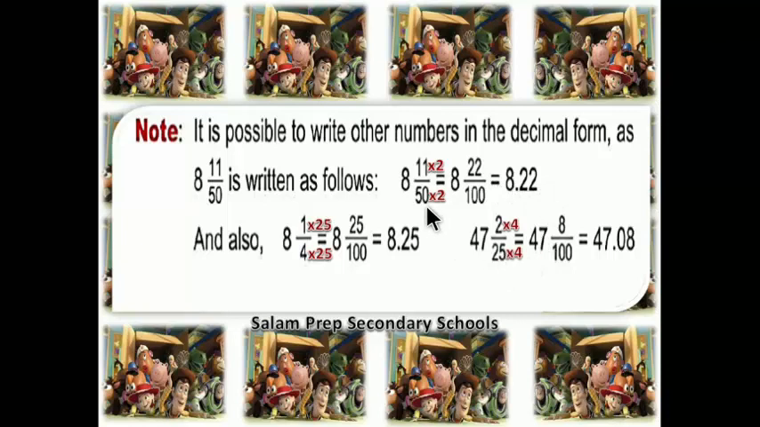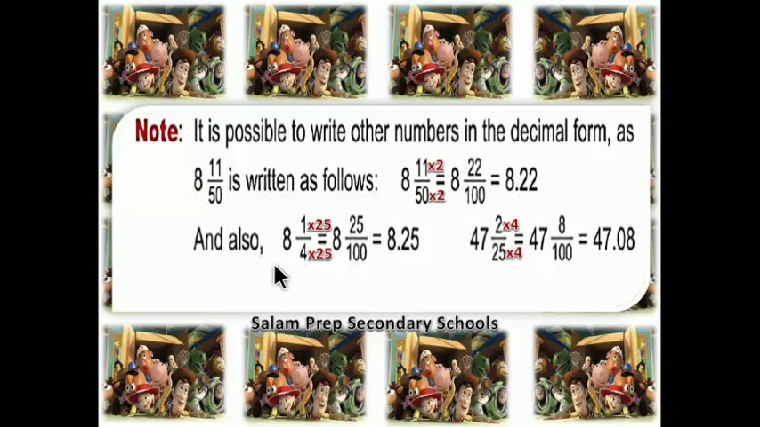This example we can do in another method, okay? Take care, the denominator here is 50. We cannot make 50 become 10 because 50 divided by 5 equals 10, but take care, 11 divided by 5, 11 is not divisible by 5, so we cannot use divide by 5. You must use times 2. 50 times 2 equals 100. 11 times 2 equals 22. Please take care.